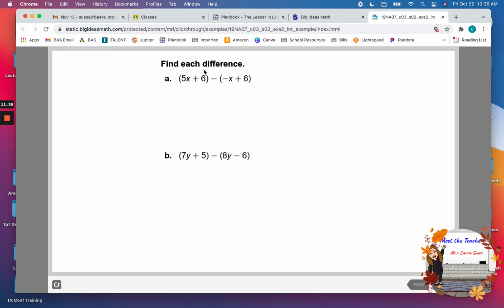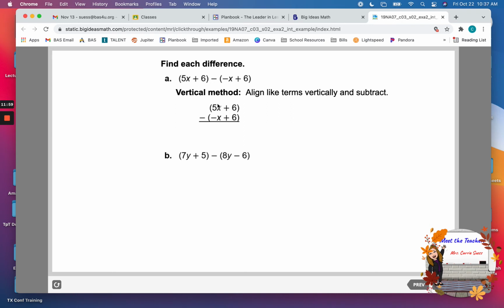So you really got to pay attention here to what happens to our signs. Because look at this first one. They're going to probably do vertical here, so we'll do vertical first. We're going to align it vertically and then subtract the terms instead of add them. So again, we have 5x plus 6 on top, and then a negative x plus 6 on the bottom.